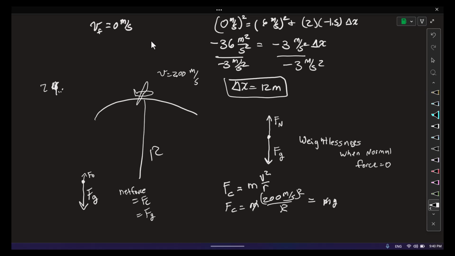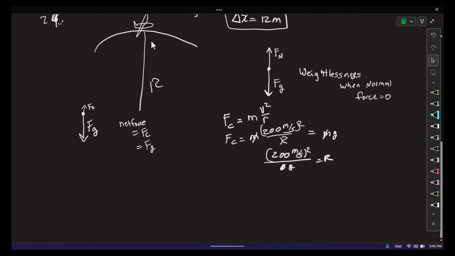So our m's cancel, and we're solving for r, so multiply both sides by r, and you get that 200 meters per second squared over g equals r, and so that would be 40000 meters squared over second squared, and we'll just have g be 10 meters per second squared. So the second squareds cancel, and meters cancel, and I get 4,000 meters.